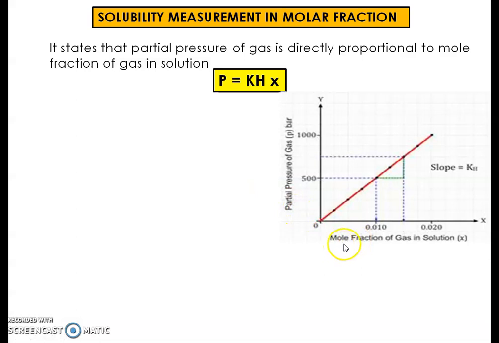If on the x-axis we take the mole fraction of gas dissolved in the solution, and pressure on the y-axis, we can see it is directly proportional. So if the pressure is increased, definitely in proportion to that the mole fraction of gas dissolved in that solution will increase, and the slope of this graph is nothing but the constant, that is Henry's constant. So from this relationship we can understand the interrelationship between the mole fraction and pressure.